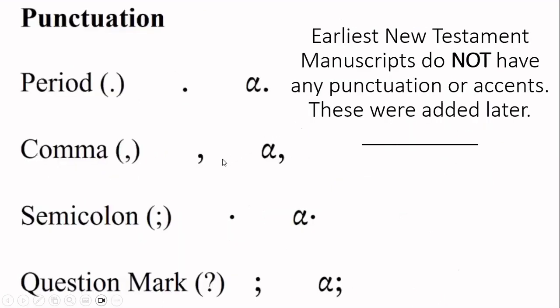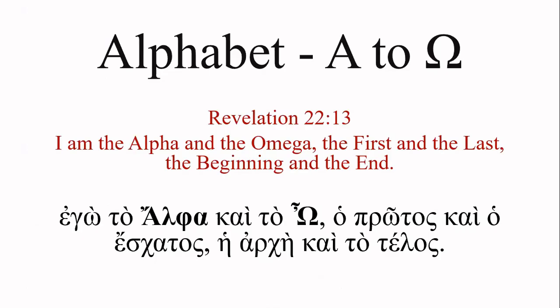Next, let's talk about punctuation. The earliest New Testament manuscripts do not have any punctuation or accents. Actually, all the letters were written in capital letters. So punctuation and lowercase letters were added later. Back to our alphabet, Alpha to Omega, Revelation 22:13: I am the Alpha and the Omega, the first and the last, the beginning and the end.